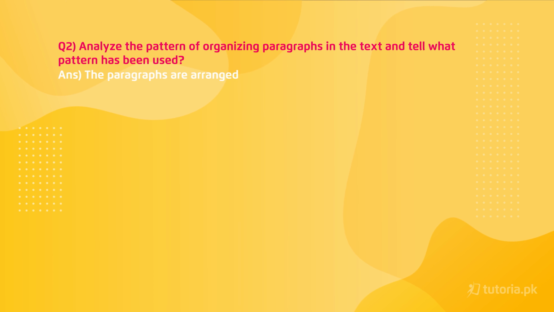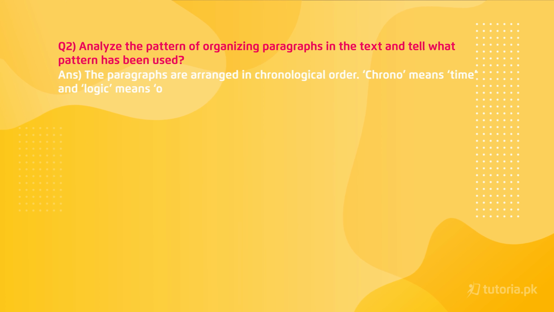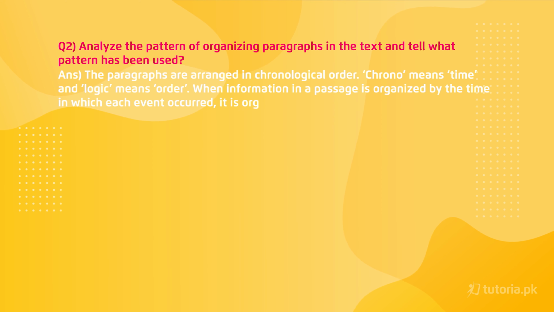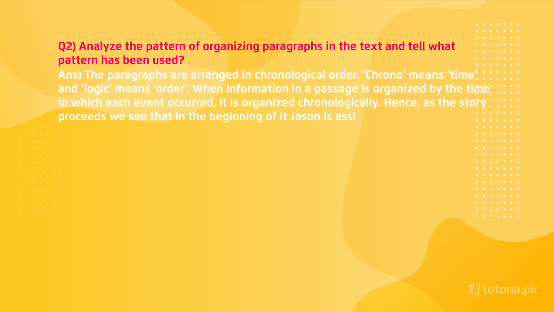Answer. The paragraphs are arranged in chronological order. Chrono means time and logic means order. When information in a passage is organized by the time in which each event occurred, it is organized chronologically. Hence, as the story proceeds, we see that in the beginning of it, Jason is assigned responsibility, but he fails to fulfill it and lies to his father.